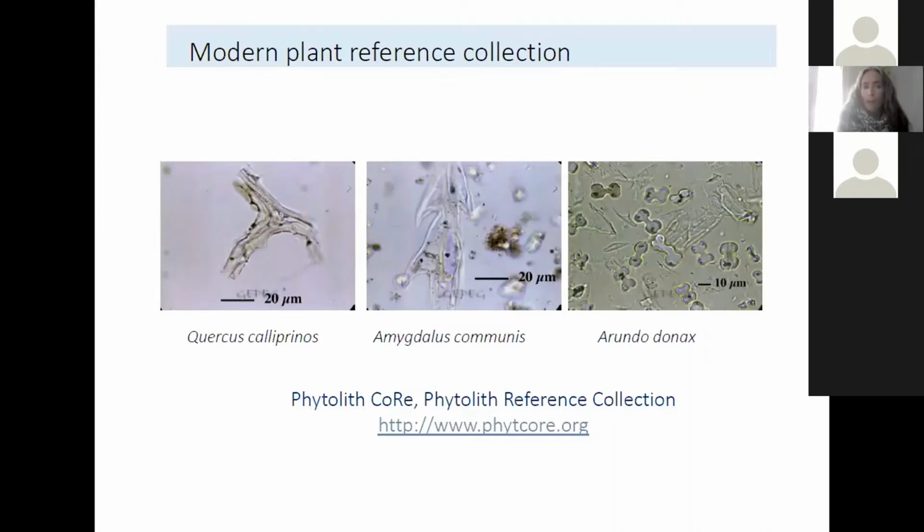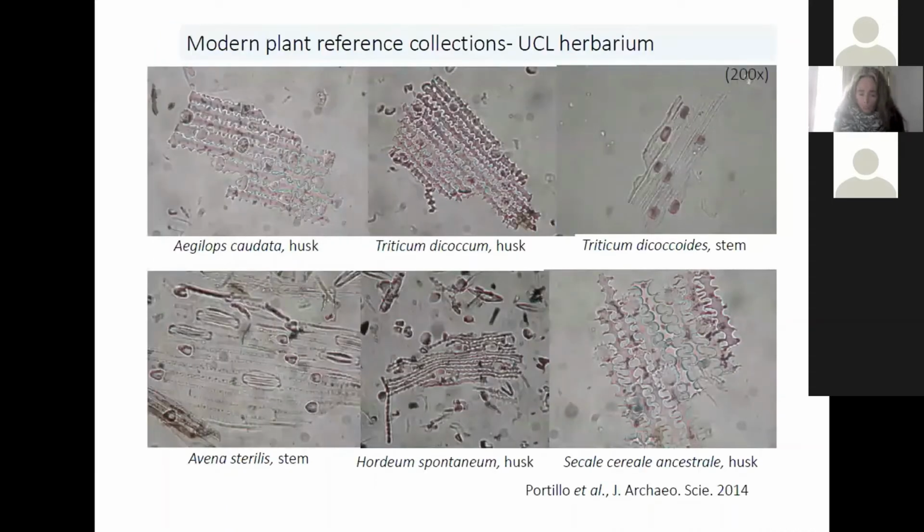This is an example from taxa from the Mediterranean areas. And this is also from the reference collection of the University College London herbarium that Gordon Hillman built up in the 80s, and it is housed at UCL, and comprises one of the most complete reference collections for cereals and for wild ancestors of cereals. And here I wanted to show these images because they are, as you see, from main cereals, but also wild grasses.